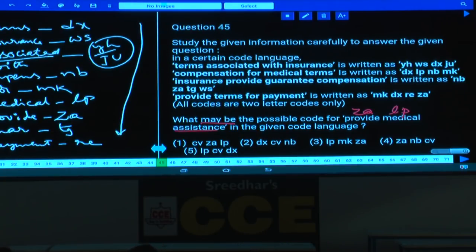Hence ZA, LP, now CV there is a possibility, ZA, LP, MK there is a possibility, isn't it? Hence either choice 1 or choice 3. Out of which, can CV be the code for this one or not? Yes. Why? Because CV is nowhere given in the codes, it could be the code. Then if you check out choice 3, MK, can MK be the code for assistance? No. Why? MK is the code for for, hence it cannot be the code for assistance. Hence choice 3 is ruled out, only choice 1 can be a possible code. Done with this? Now this is about question number 45.